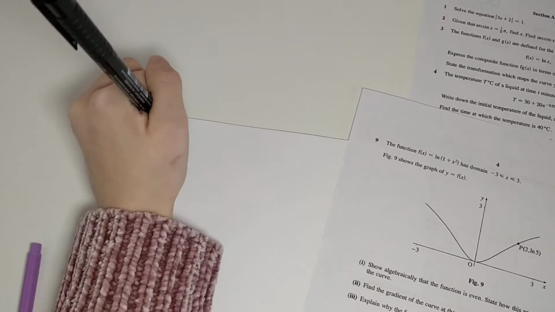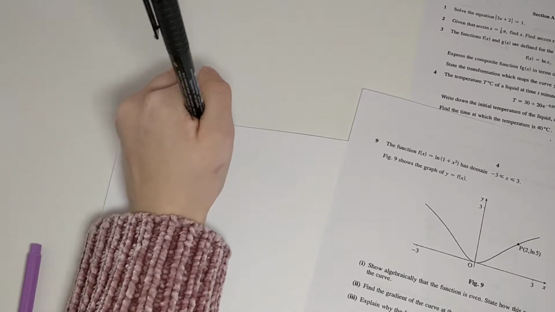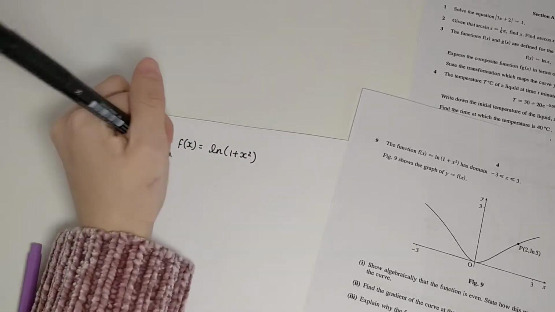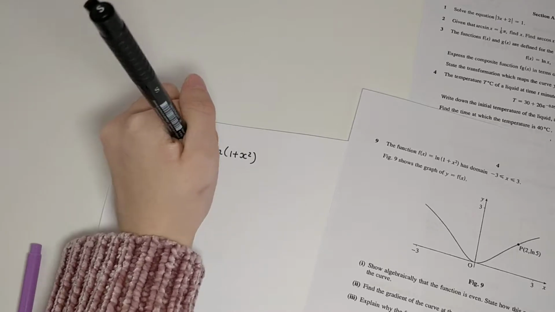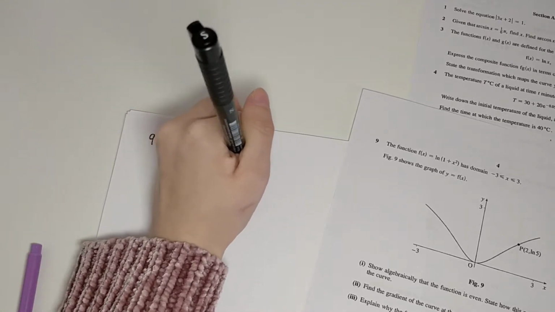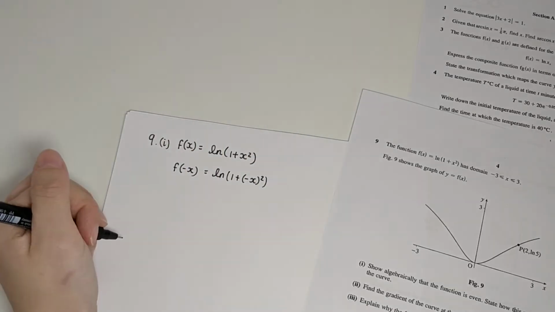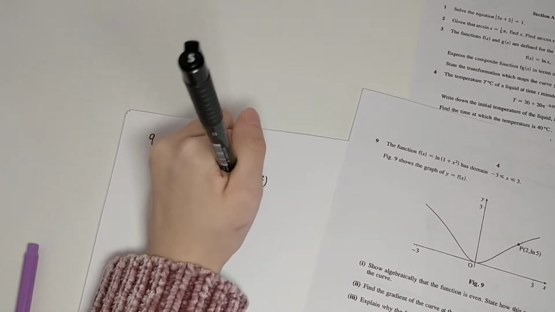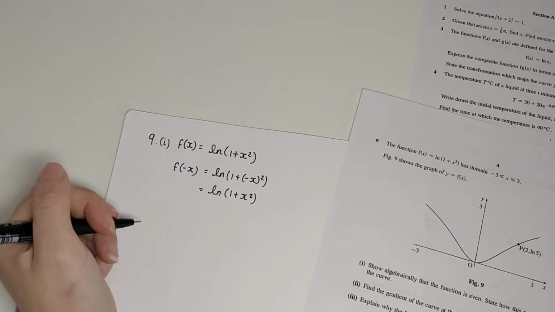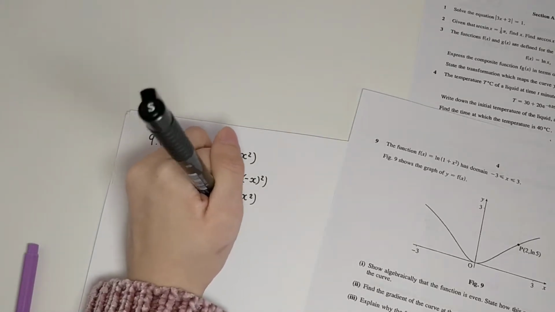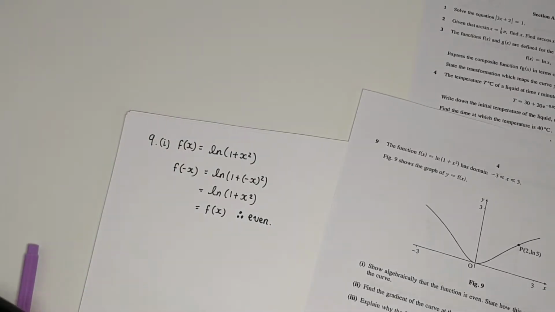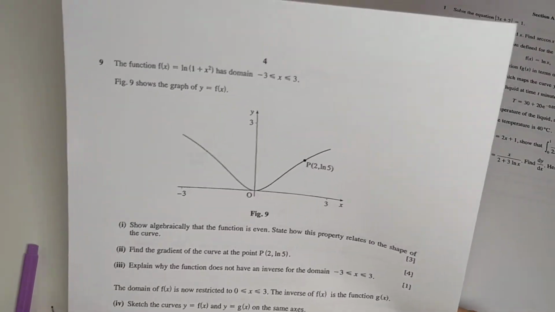Okay, show that it's even. So f of x equals log of 1 plus x squared. To show that it's even, we're going to substitute minus x into it. And of course that minus x squared is actually equal to x squared. So that is equal to the same as the original function. Therefore, it's an even function. And state how the property relates to the shape. It is symmetrical, as we can see, about the y-axis.